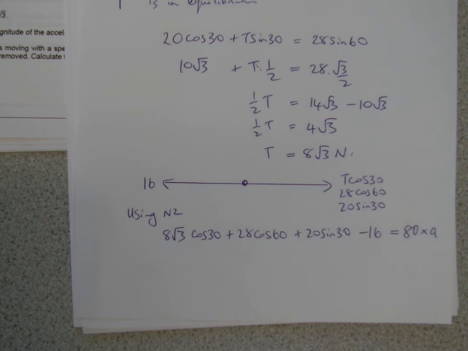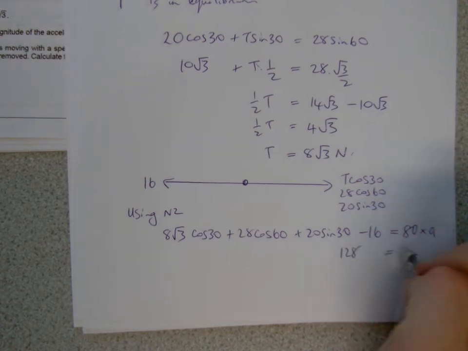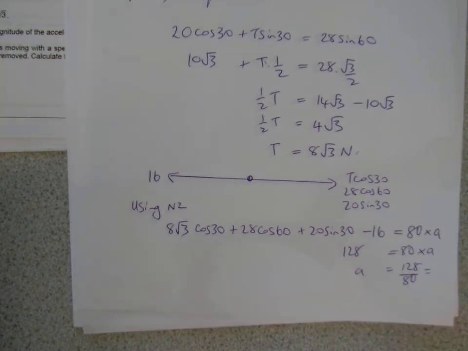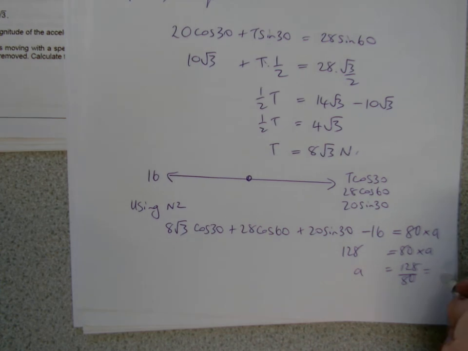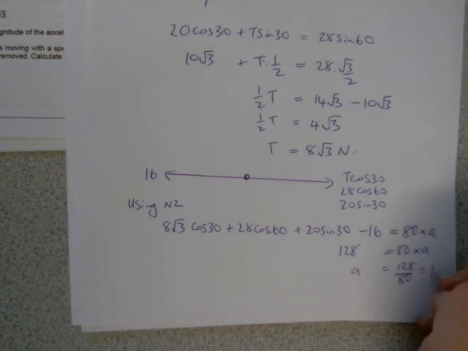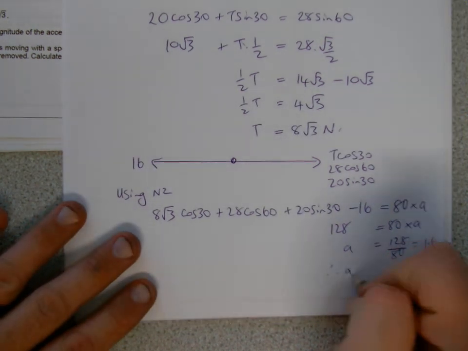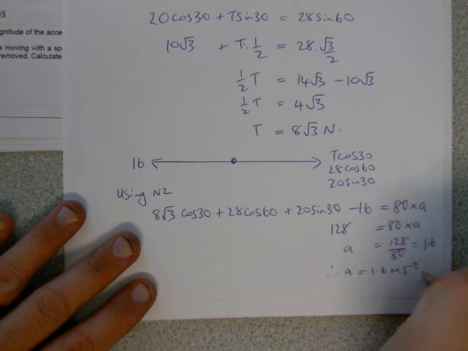So 8 root 3 cos 30 plus 28 cos 60 plus 20 sine 30 minus 16, and we get 128 exactly, which equals 80 times A. Then to get A, it's just 128 divided by 80, and I get 8 over 5, or 1.6 exactly, so A equals 1.6 meters per second squared.